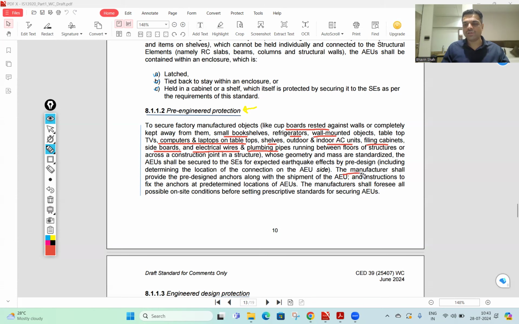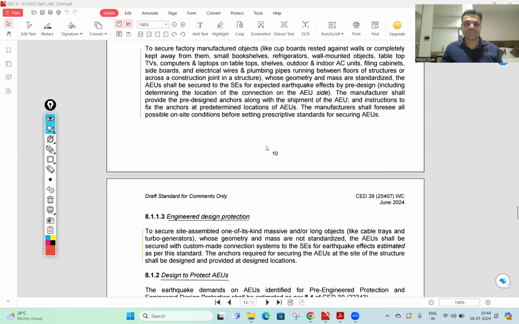So what it said here, the manufacturer shall provide the pre-designed anchors along with the shipment of the AEU. So the anchors will come along with the AEU as pre-designed anchors, and instructions to fix the anchors at predetermined locations of AEUs. The manufacturers shall foresee all possible on-site conditions before setting prescriptive standards for securing AEUs. So here the responsibility will be with the manufacturer or the vendor to design and then to supply the anchors. And that will be considered as a pre-engineered protection.